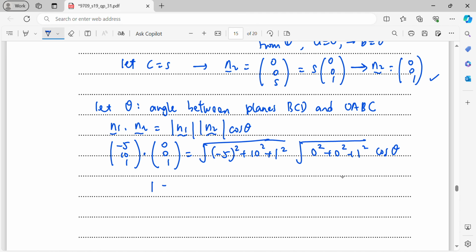Then the left hand side is basically 1 because the first two terms are multiplied by 0. For the right hand side, 5 squared is 25, 25 plus 100 is 125, then plus 1 is 126. So this is the square root of 126. For the other term, square root of 1. Then cos theta is basically 1 over the square root of 126. Now my theta is the inverse cos of this value, that is 84.9 degrees.